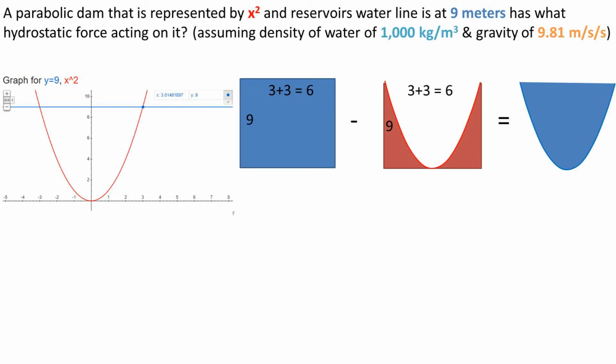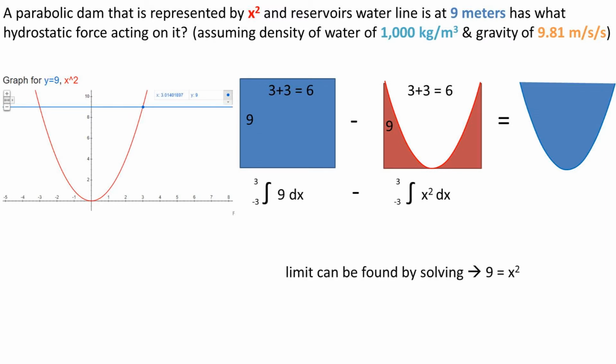dam. So here I have a graph of the water line, which is y equals 9, and a graph of the dam shape, which is x squared. Recall in calculus that we can find the area from the equation line to the x-axis. So we need to take the area of the water line of the graph, which is a rectangle, and subtract the area underneath the parabola dam to get the area that the water is pressing against on the dam surface.